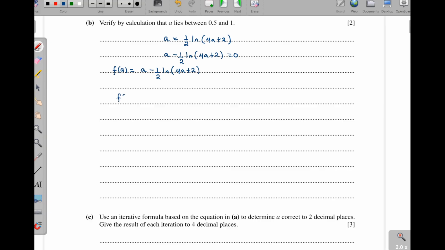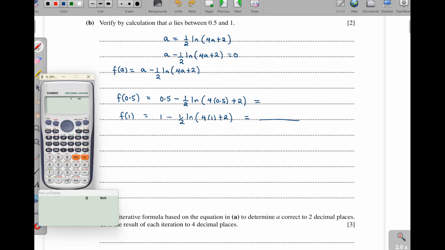Now, we get f of 0.5. Wherever there is a, we are going to put this 0.5. Then the natural log of 4 times 0.5, then plus the 2, we get a certain value. Then we also put 1. So this will be 1, then minus a half, then the natural log of 4 times 1, then plus 2. It will also give us a value. One gives a positive, the other one gives a negative.